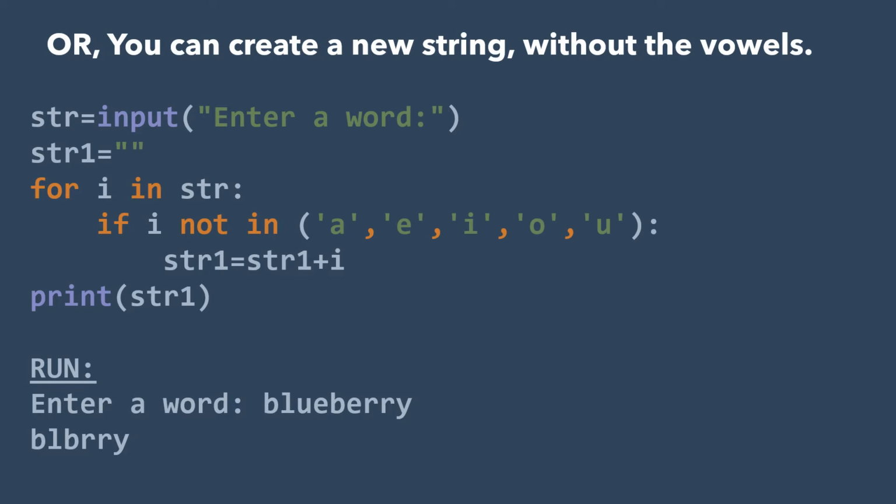That means str1 is the string which will store all the characters from the string str which are not in the vowel range. So if you run the program like this, and the word entered is blueberry, it will collect all the consonant characters like B, L, B, R, R, Y, and that will be stored in the variable str1.